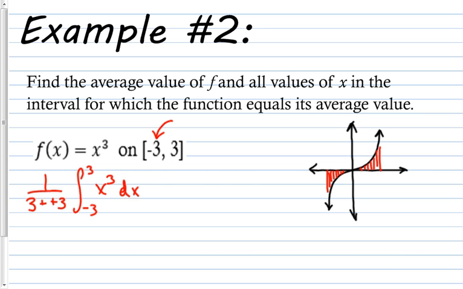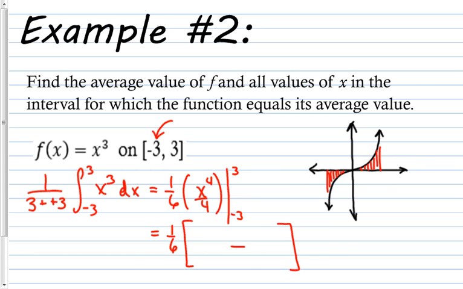Okay, so let me continue on over here. So 1 over 6, and then integrate. X cubed becomes x to the 4th divided by 4. And I'm going to evaluate that from -3 to 3. So 1/6, and I'm going to do all the math. All right, so I'm going to plug in the 3. So 3 to the 4th power, that's 81 divided by 4.